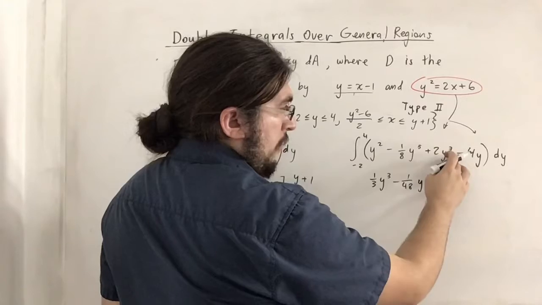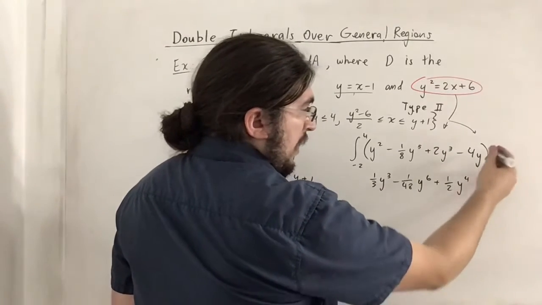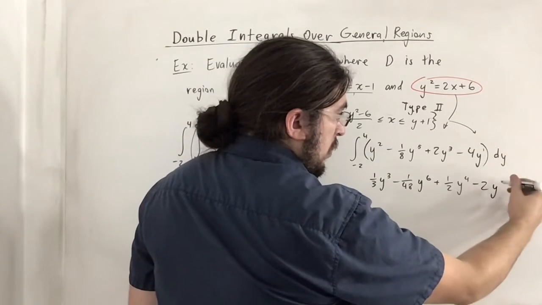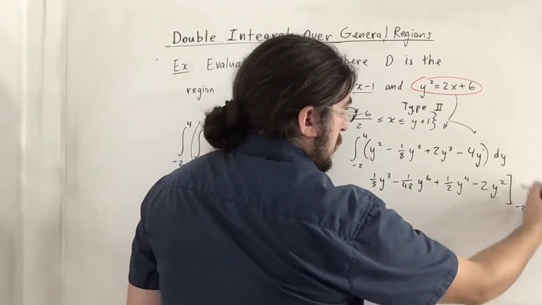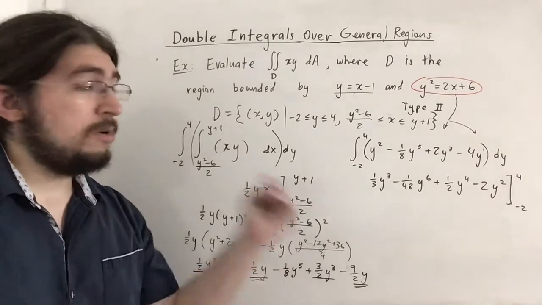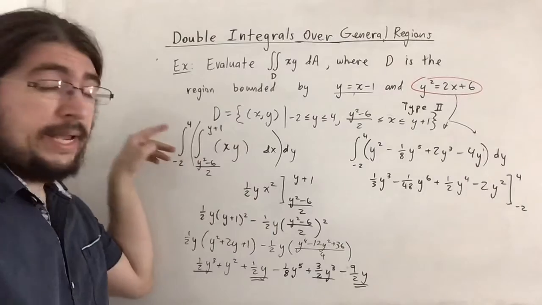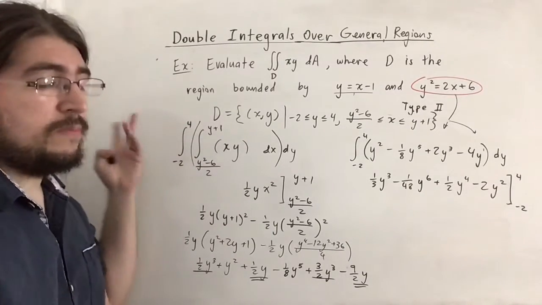If you add 1 to the power here, you get 4. 2 over 4 reduces to 1/2 y to the 4th. If you add 1 to the power here, you get 2. 4 over 2 is 2 y squared. And then we need to evaluate this whole thing in between the limits -2 and 4. So we'll indeed get a single number here. We won't get an expression of a variable, which is why, again, just reminding us, our outer limits have to be constants.